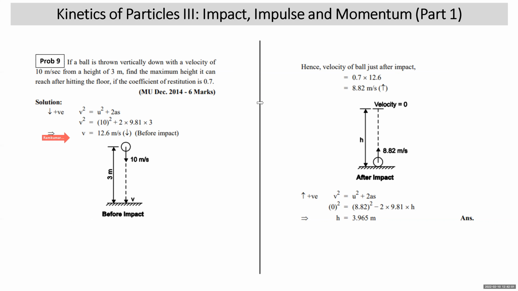What will be the velocity of the ball just after impact? Need to simply multiply by e, that is 0.7. Hence the velocity of the ball just after impact is 0.7 into 12.6, that is 8.82. All right, after impact the velocity of the ball is 8.82.